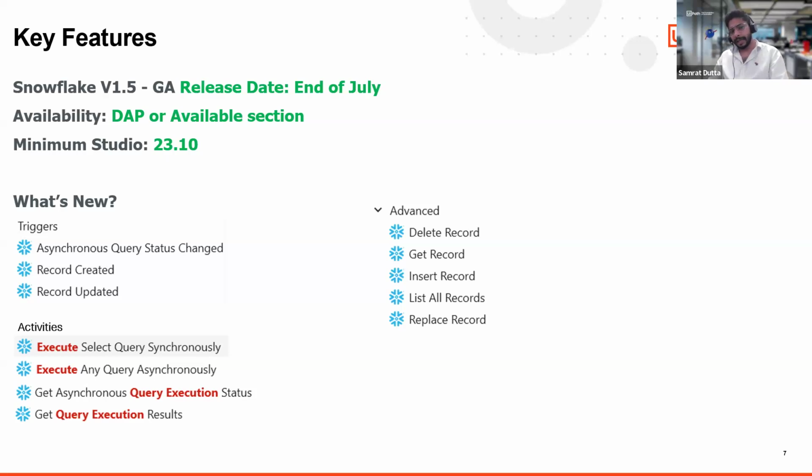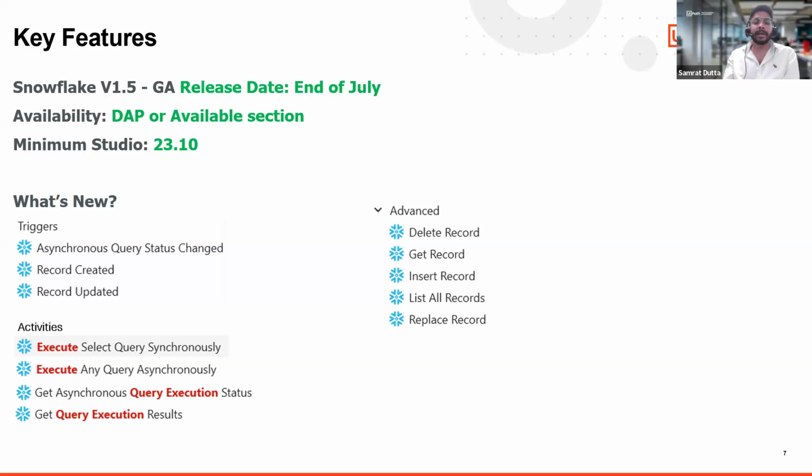Other than that, we also have an asynchronous query status change trigger. Basically, it correlates with jobs that can execute asynchronously in Snowflake. So if you have worked with Snowflake and the activity pack, you can run an asynchronous activity that may run for even 6 hours. In those cases, it's very difficult for a synchronous operation to hold on to that thread. In that case, what do we do?